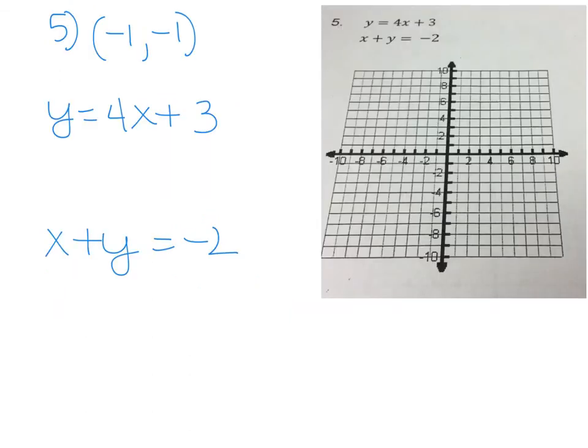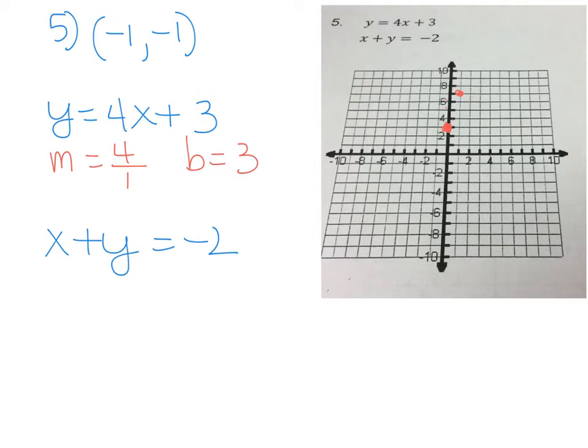All right, problem number 5. Okay, so y equals 4x plus 3 is already in slope-intercept form. So my slope is 4 over 1. My y-intercept is 3. So I'm going to go up to 3 and put a point. Then I'm going to go up 4, 1, 2, 3, 4, right 1.